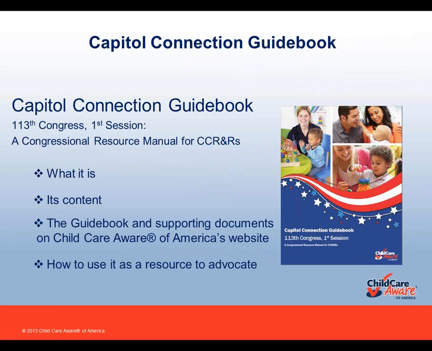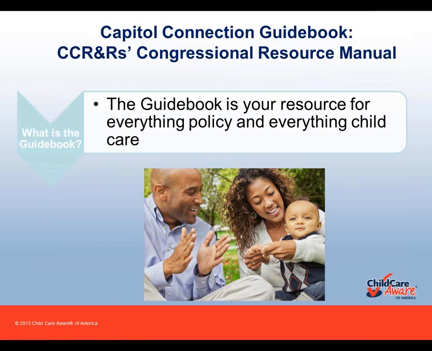So we'll first talk about what it is, its content, where you can find it on the website, and how you can use it as a resource to advocate. The guidebook is going to be your resource for everything policy and everything child care. It has information related to the issues you care about and basic background information on the different federal processes that you need to know about in order to make informed decisions about your advocacy efforts.